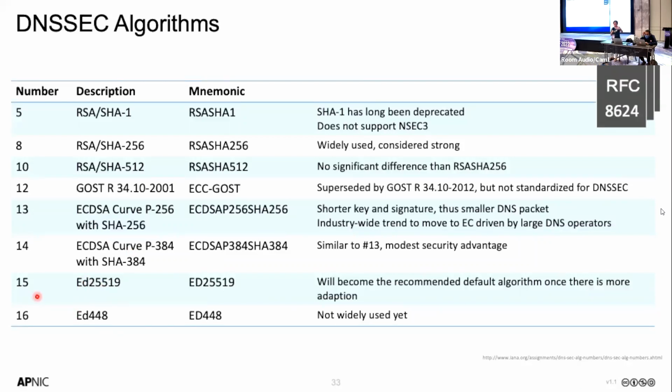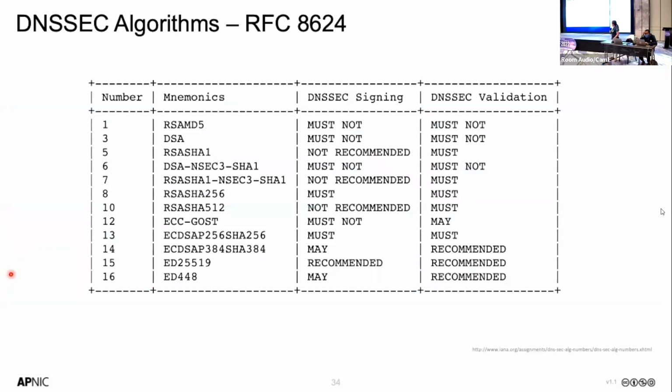So if you're going to choose among these algorithms, then it's type 8, which is still the majority of the DNSSEC algorithms being used at the moment. And then type 13, and then, as we've said, type 15 at some point. We have the recommendations from RFC 8624 as well, with which ones can be used for both DNSSEC signing and DNSSEC validation.